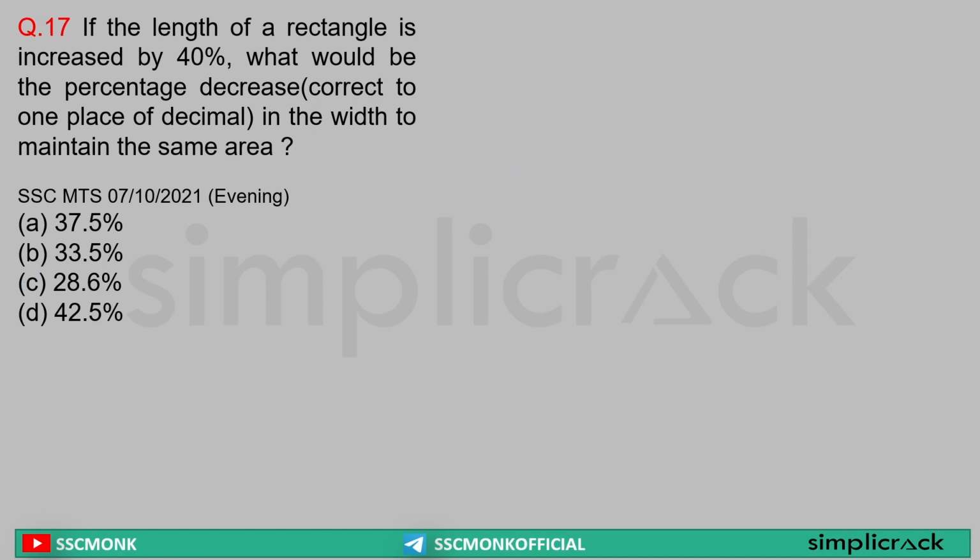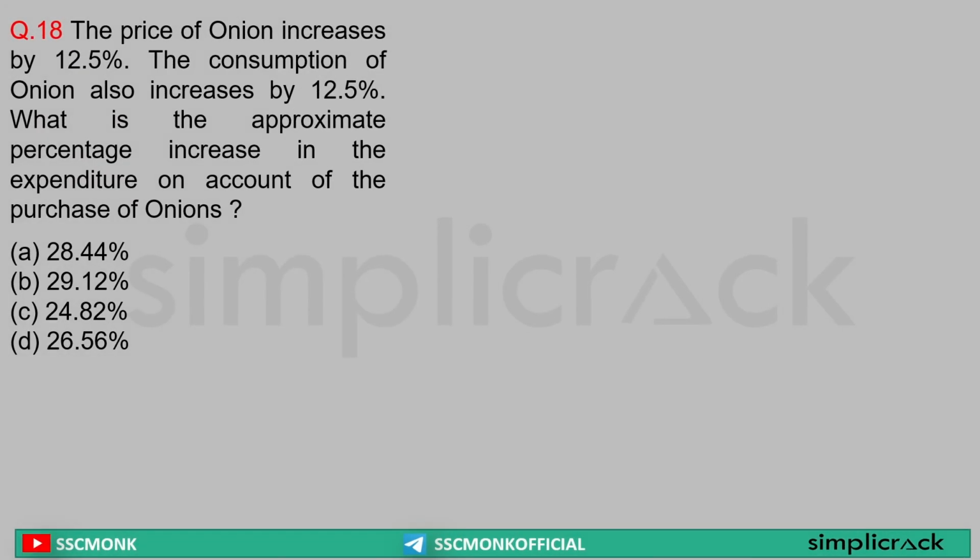Clear? Next. The price of onion is increased by this much. The consumption of onion is increased by this much. What is the approximate increase in the expenditure in terms of percentage? Sir, I am seeing that you have told us this is successive. Yes, successive. 12.5 plus 12.5 plus 12.5 into 12.5 divided by 100.